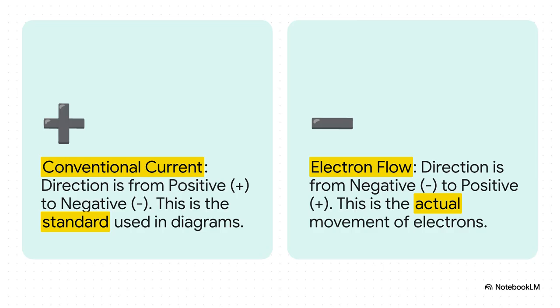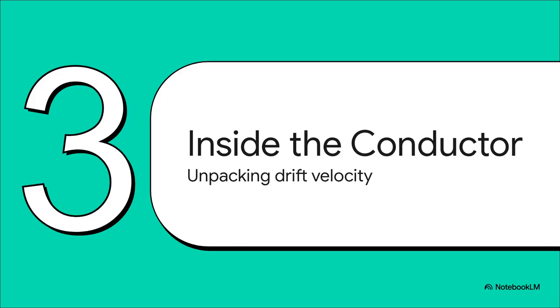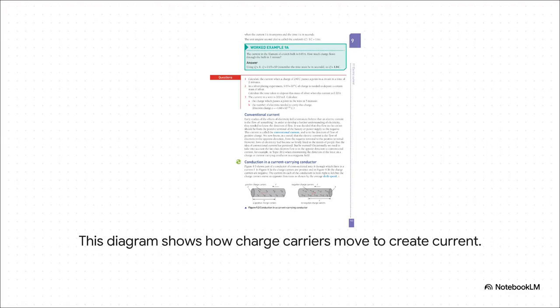The most important thing for you to remember is this. When we draw and solve circuits, we always use conventional current, even though we know the electrons are actually going the other way. All right, now we're going to zoom way in. We're going from the big picture view of the wire down to the microscopic level to talk about something called drift velocity. So check out this diagram. It shows exactly what we were just talking about.